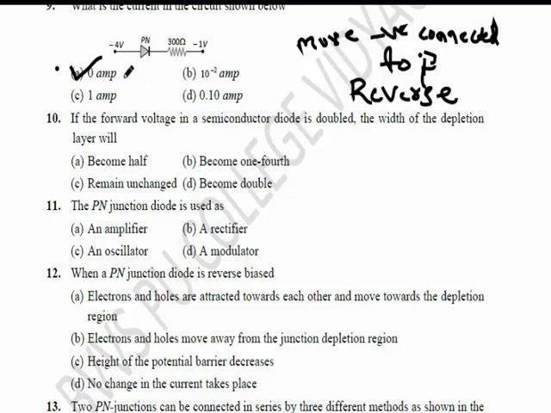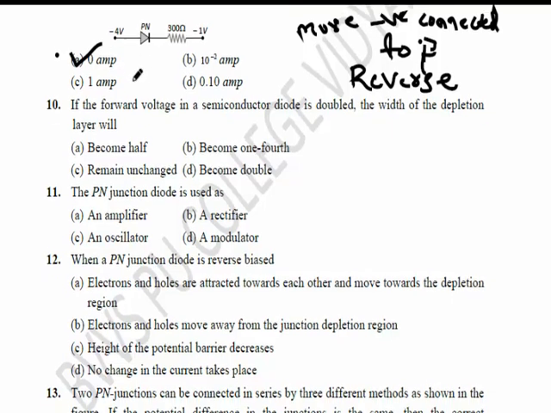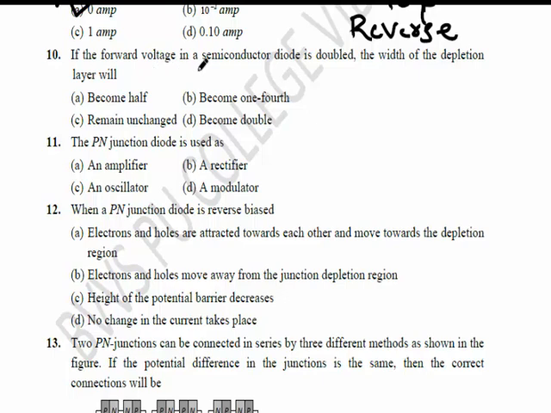Okay, so the option is A. Next one, the 10th one. If a forward bias voltage in a semiconductor diode is doubled, the width of the depletion layer will increase. If the forward bias voltage is doubled, what happens to the width of the layer? Will it increase or decrease? That is the question.